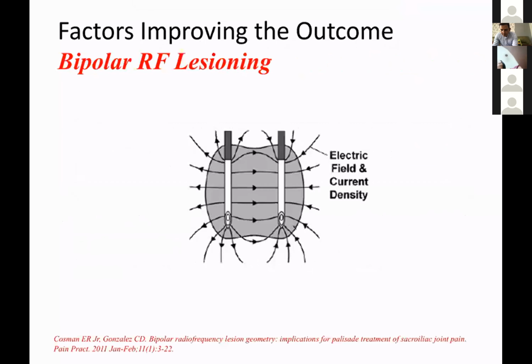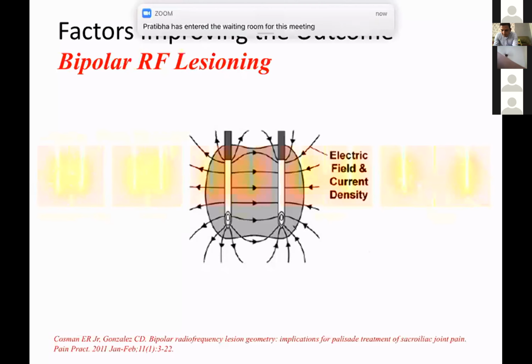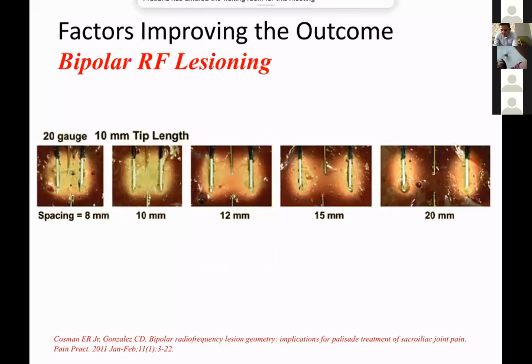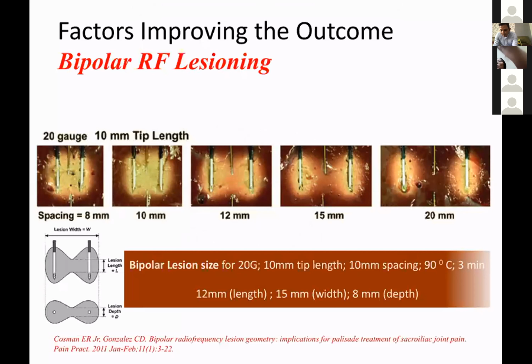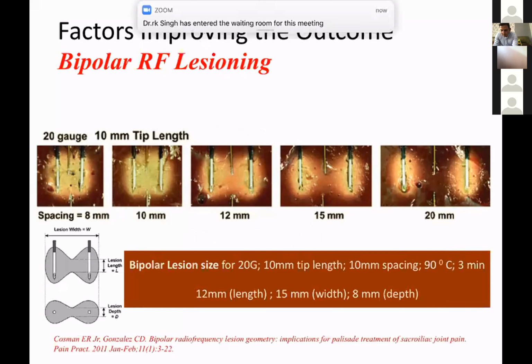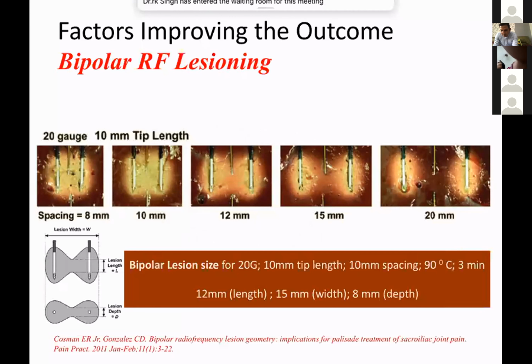Now, coming on to bipolar RF lesioning, this simply means that 2 radiofrequency cannulae are placed side by side. Thereby, an electrical field is generated between these 2 needles. As a result, the lesions generated by the 2 needles join together, giving rise to a larger size lesion overall. To give you an estimate, the lesion produced by a bipolar lesion with 20 gauge radiofrequency cannulae having a 10 mm active tip and 10 mm spacing is approximately 12 by 15 by 8 mm. So a very large size lesion can be produced by this technique.